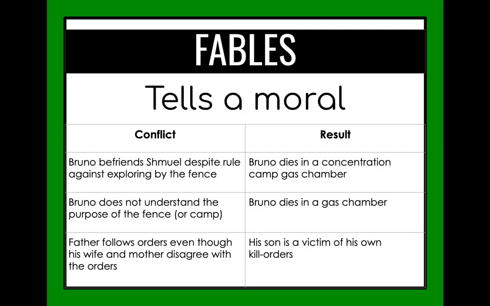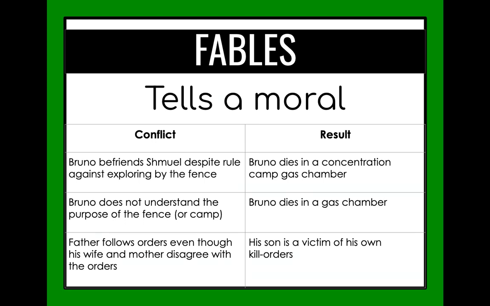Now the other side of this is the aspect of telling a moral. We know fables tell a moral. And in this case, we want to consider some of the things that we might have learned. So some of the conflicts from the story. Bruno befriending Shmuel, even though he's not supposed to be exploring near the fence. So his parents set the rule that he's not allowed to go back there. Yet he does anyway. He makes friends with Shmuel, someone who he knows his parents wouldn't want him to be friends with. And as a result, he dies in a concentration camp gas chamber by not following the rules.